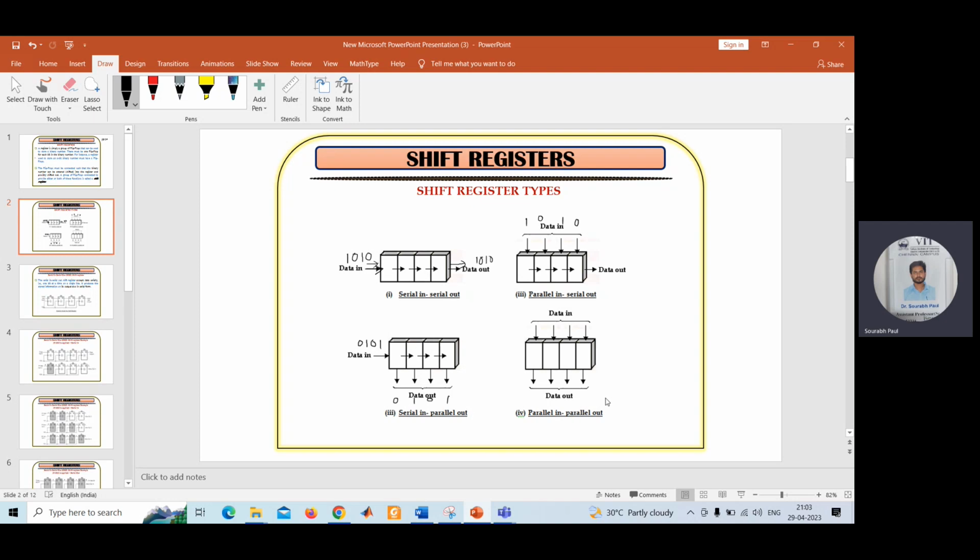And in parallel in, parallel out, in this category, if we have this example 0101, all 4 bits we need to give at the same time, and at the same time we need to collect all these bits at the output, at the same instant. So this output will be 0101. This is parallel in, parallel out. So these are the 4 categories. Now I'll discuss each of the categories.